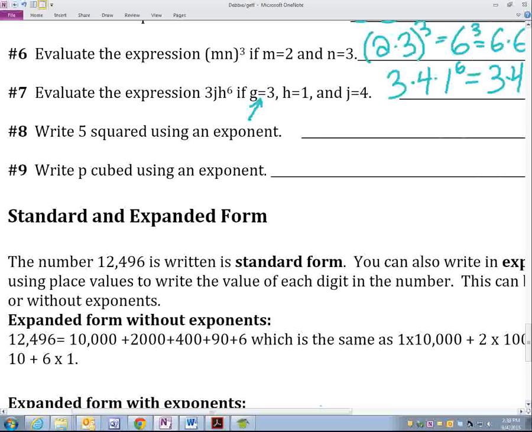Now, let's see how well you were listening while you were writing. I want you to do number 8 and 9 right now. I want you to write 5 squared using an exponent. So that's going to be 5 and then the exponent sitting on the shoulder, right? 5 squared. And then also do p cubed using an exponent. Okay, that's plenty of time. This is what you should have. 5 with a 2 up top. And then P with a 3 on top.